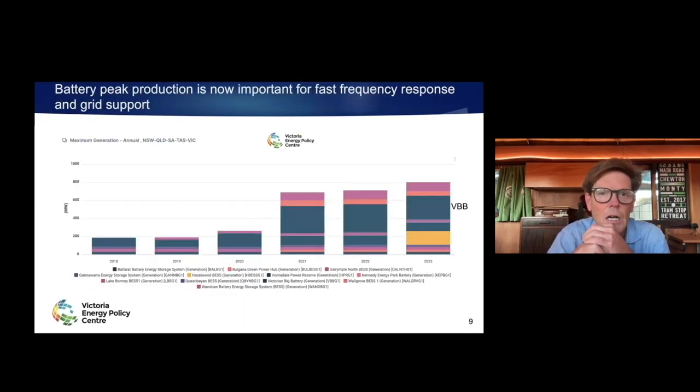Batteries are now significant for fast frequency response and grid support, mainly for networks. They act as a shock absorber, which allows you to run interconnectors and other transmission elements much harder, run them much closer to their thermal limits. And there's a bit under 1,000 megawatts at the end of 2023. But you can see it's actually divided, if you look at the right-hand bar chart, amongst a few big ones. The VBB, the Victoria Big Battery, which is 200 megawatts, 400 megawatt hours at the end of 2023, was the biggest.